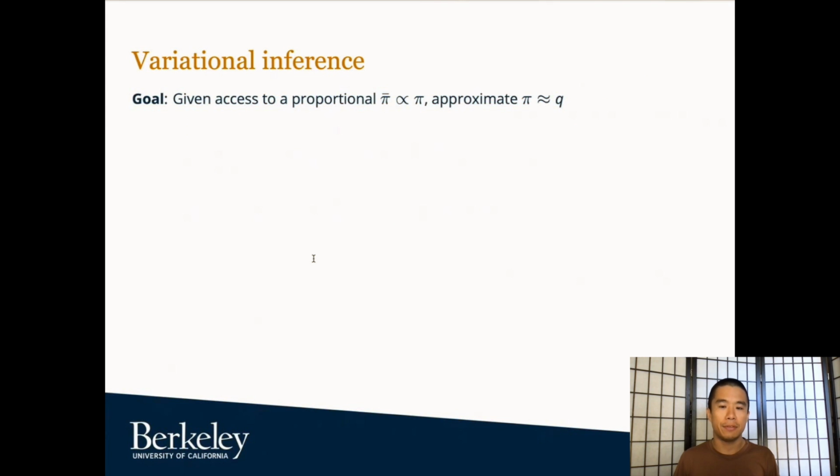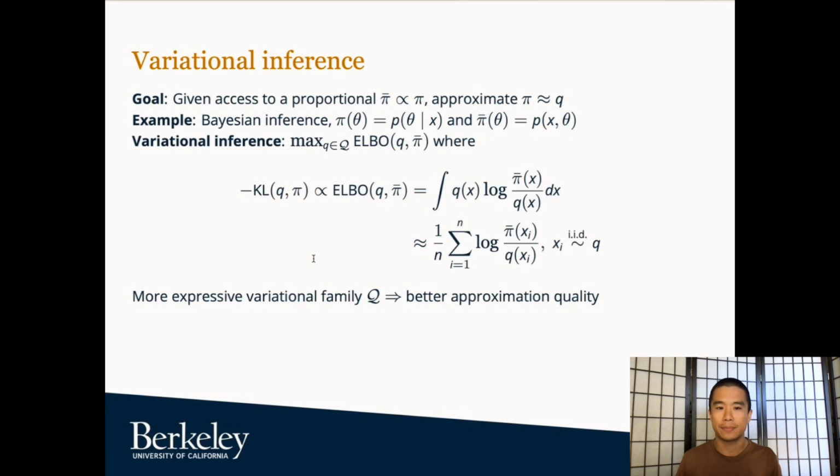In variational inference, the goal is to approximate a target density pi given access only to a proportional auxiliary pi bar. For example, in Bayesian inference, one is interested in approximating the posterior p of theta given x, but due to the intractability of integrating the partition function, one only has access to the joint density p of x and theta. To perform variational inference, one maximizes the evidence lower bound, also known as the ELBO.